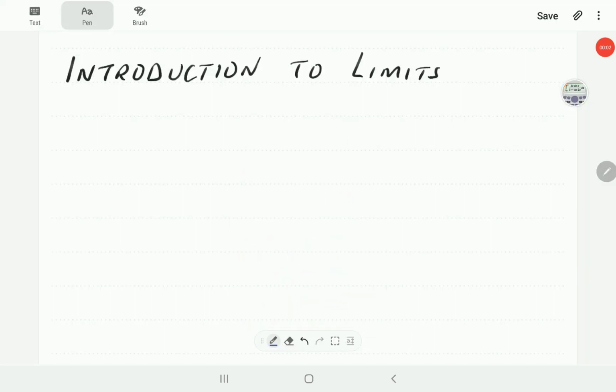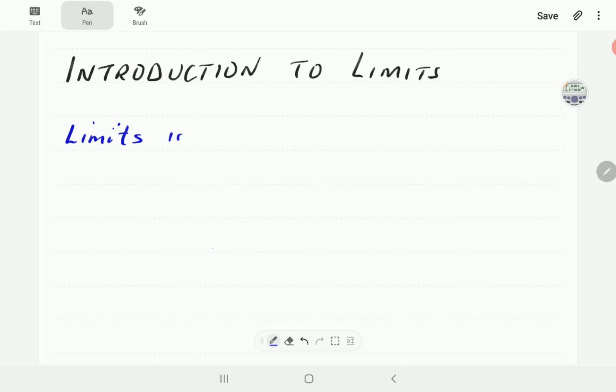Alright, in this video we're going to look at the concept of limits. Limits actually is an idea or concept that forms one of the basic building blocks of the subject of calculus.